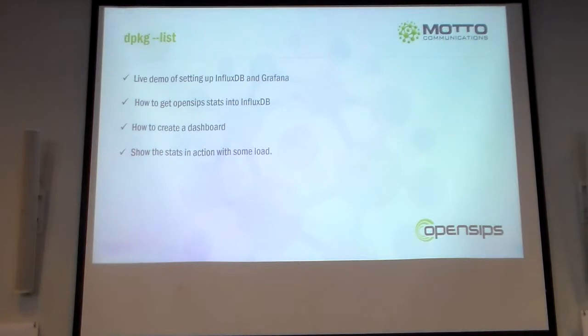We are going to set up InfluxDB and Grafana. InfluxDB being the storage engine we are going to use, and Grafana to present it all nicely. I'm going to show you how to get the OpenSIPS statistics into InfluxDB. Then we are going to create a dashboard inside Grafana, so we have to attach Grafana to InfluxDB. And we are trying to get these stats in action and see how they perform live.